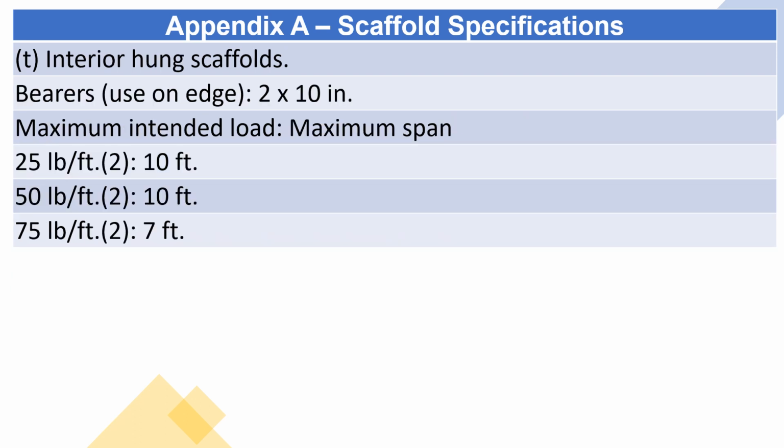T. Interior hung scaffolds. Bearers, use on edge 2 by 10 inches. Maximum intended load, maximum span: 25 pounds per square foot, 10 feet. 50 pounds per square foot, 10 feet. 75 pounds per square foot, 7 feet.